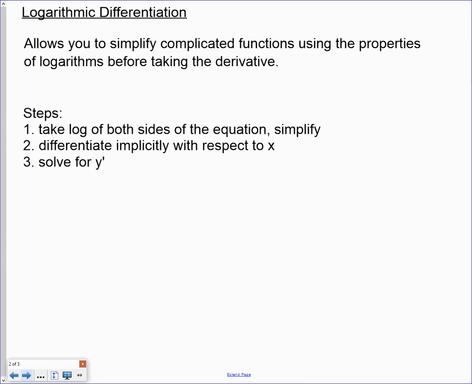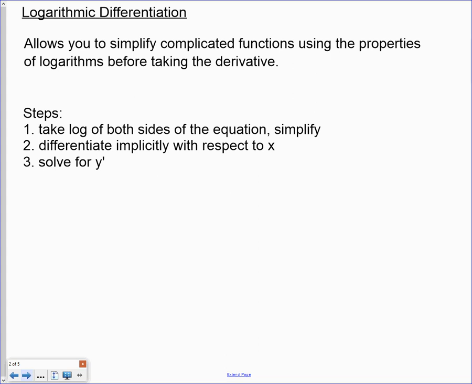All we're going to do is look at the equation that we want to find the derivative of. We're going to take the log of both sides and then simplify the resulting expression using the laws of logarithms. Then, once we have it simplified, we're going to differentiate implicitly, so basically taking it term by term and differentiating both sides of the equation with respect to x. And then we're going to rearrange everything to solve for the derivative that we're trying to find, which is the derivative of y for our function.